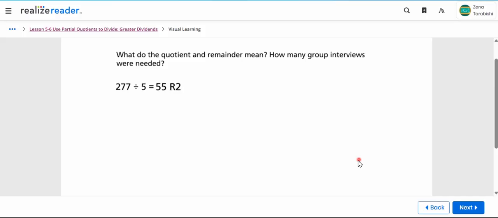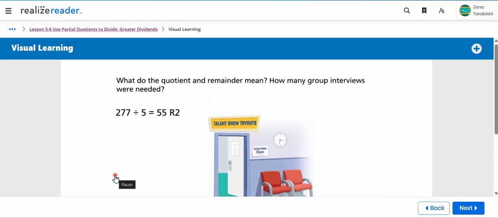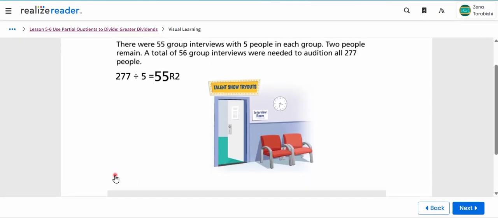What do the quotient and remainder mean? How many group interviews were needed? There were 55 group interviews with 5 people in each group. 2 people remain. A total of 56 group interviews were needed to audition all 277 people.